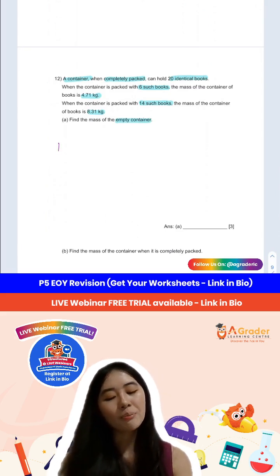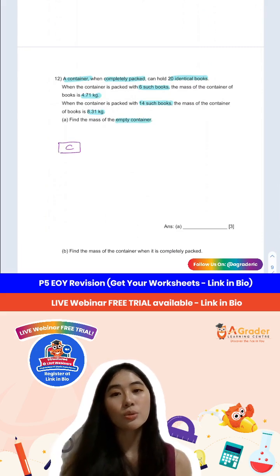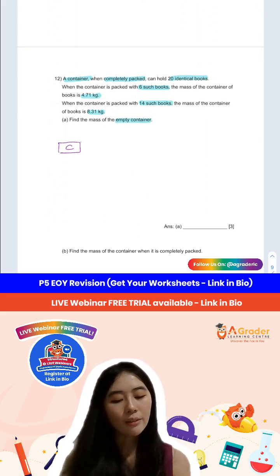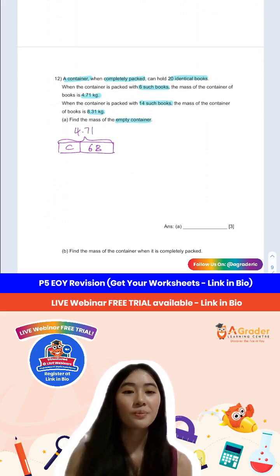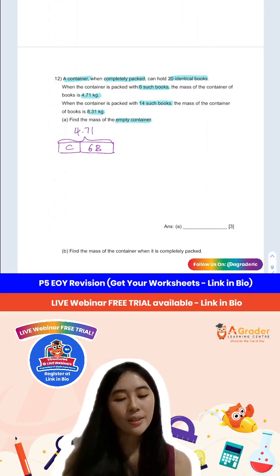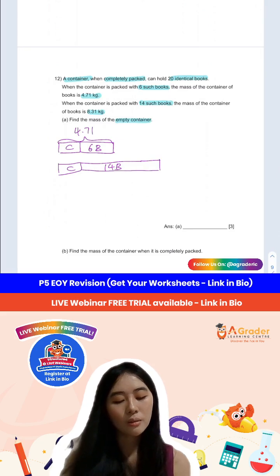So now the empty container, I will represent it using a C. Okay, then after that, we put 6 books in this container. So the container and the 6 books has a mass of 4.71 kg. Then the next sentence says that when you have the same container, and you put 14 books, the mass becomes 8.31.